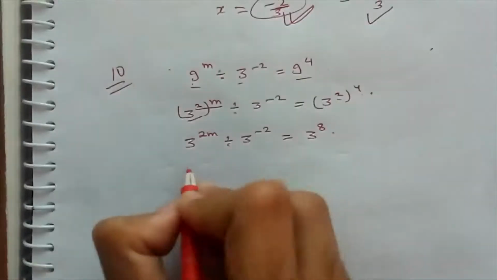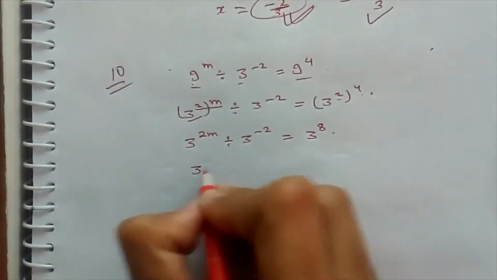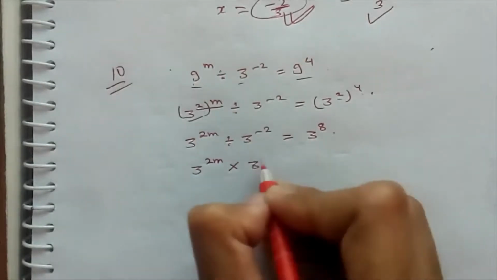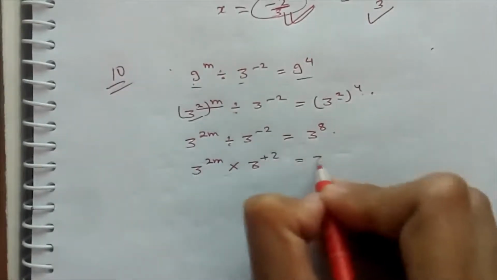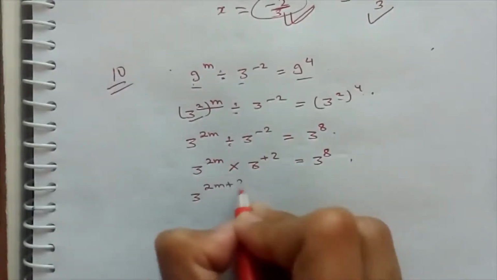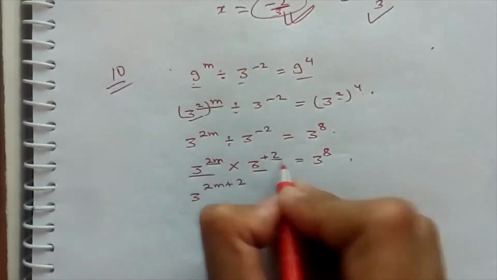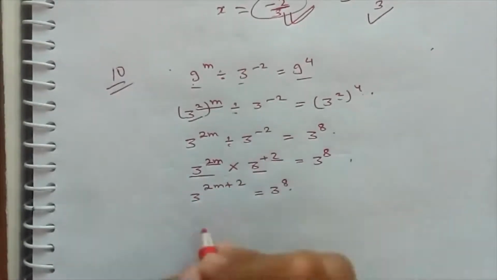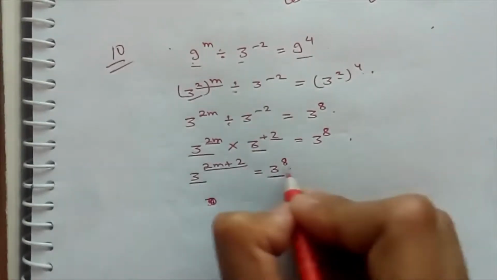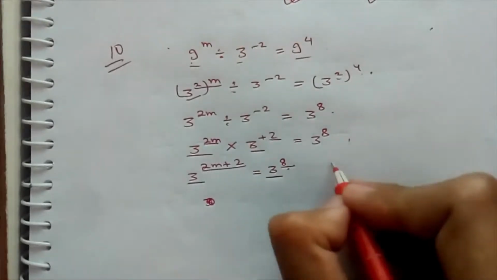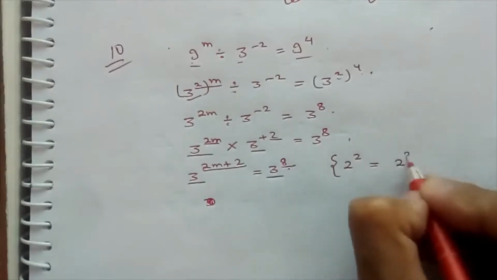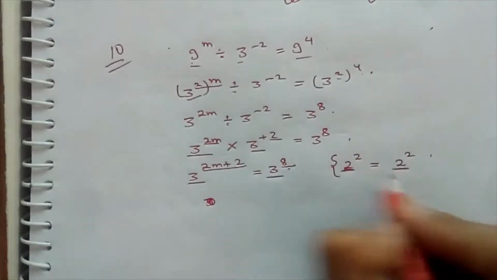And then 3 to the power 2m multiplied by 3 to the power 2, it will be like this. Okay, you can solve it. 3 to the power 2m plus 2, base is same, power is added, 2m plus 2 is equal to 3 to the power 8. Now base is same, so the powers are always equal. Just like, I am giving an example, if it's 2 to the power 2 and 2 to the power 2, base is same, so powers are also same.